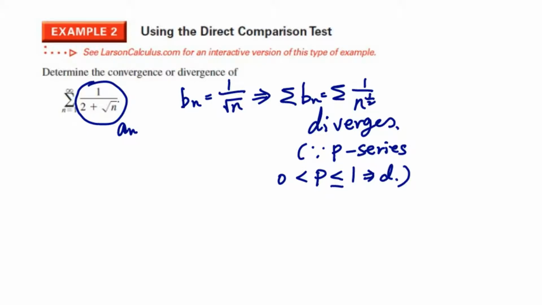So in this case, we have 1 over 2 plus square root of n, and 1 over square root of n. Which one is greater than the other? It's this one right here. So in this case, the bigger one diverges, so we can't get any information about a_n. So let's change the strategy.